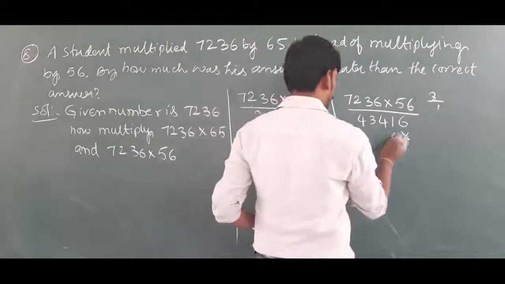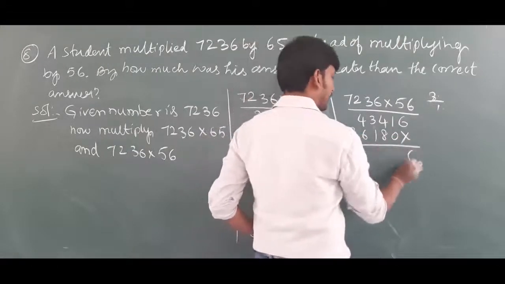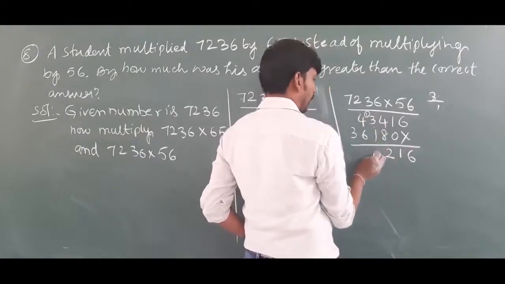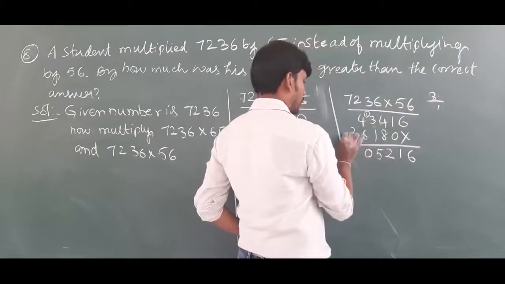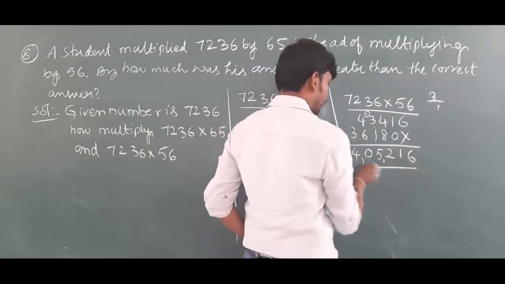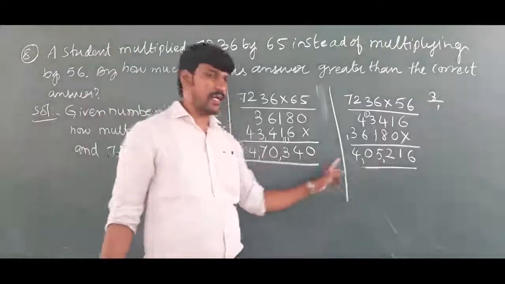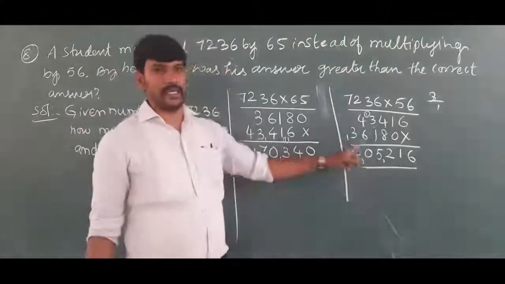This is 0 8 1 6 3, 6 1 12. 3 plus 1 4 plus 1 is 5, 6 plus 4 is 0, that is 10, 1 carry forward 4 lakhs, 5,216. Actually he wanted to get this answer, but by mistake he got this answer. How much is greater, they are asking that.